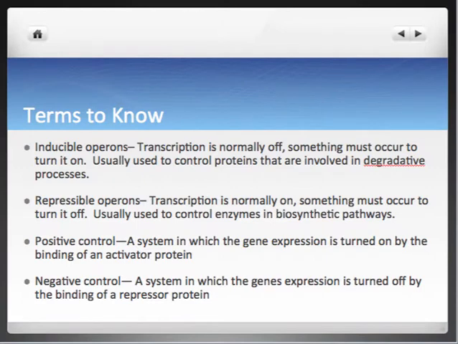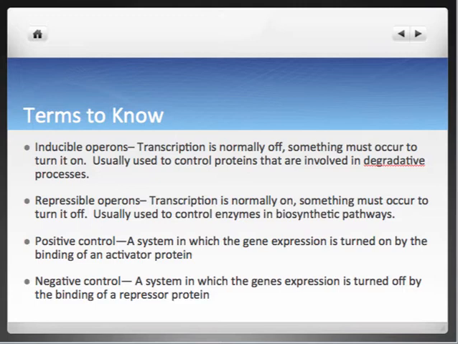So, what we're going to need to know to talk about this is an inducible operon, which is an operon in which the transcription is normally off, but then something occurs that turns it on. This is usually used to control proteins that are involved in degradative processes. This makes sense because you normally want proteins that destroy things to be turned off unless you have something around that it needs to destroy. And so you would want transcription to be off unless something was in the area that needed to be broken down.